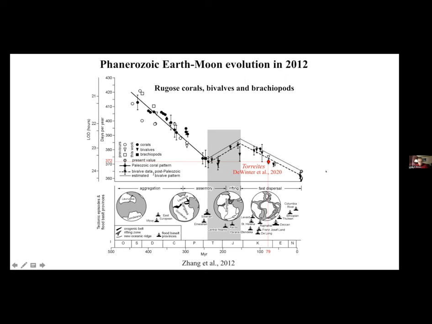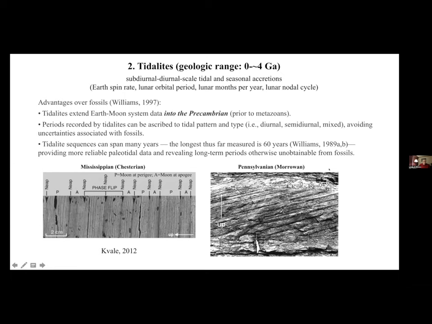Okay, so now to go back before the Phanerozoic, before the time of the metazoans, we have to turn to tidalites, and then of course we'll go on to cyclostratigraphy, which really just sort of swamps the whole field with data. But of course, the advantage over fossils was noted by George Williams many years ago. He pointed out that tidalites extend the Earth-Moon system data into the Precambrian prior to the metazoans.